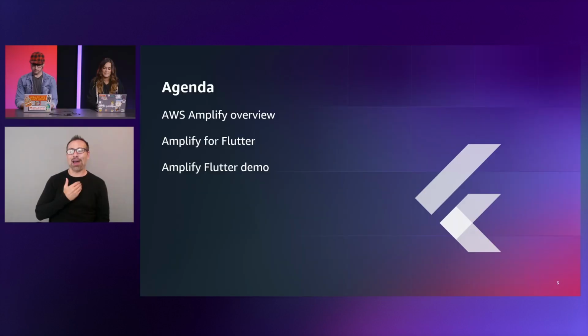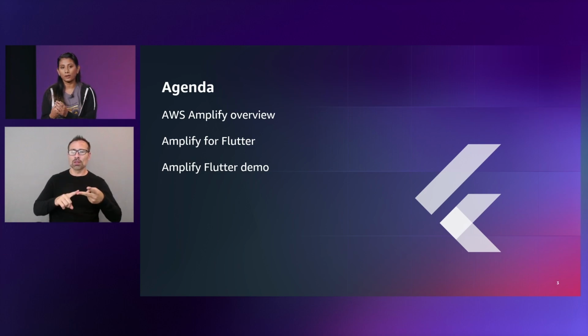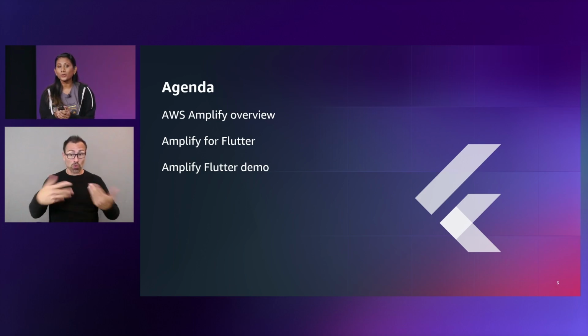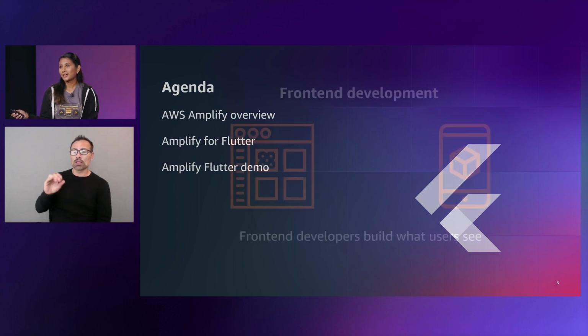So just to go through our agenda. First, we're going to talk a bit about what AWS Amplify is and what it provides for developers. And then we're going to talk about what Amplify provides for Flutter developers. And then go through a very interesting demo about how you can build a budget tracker app using AWS Amplify with a Flutter project. So let's get started.